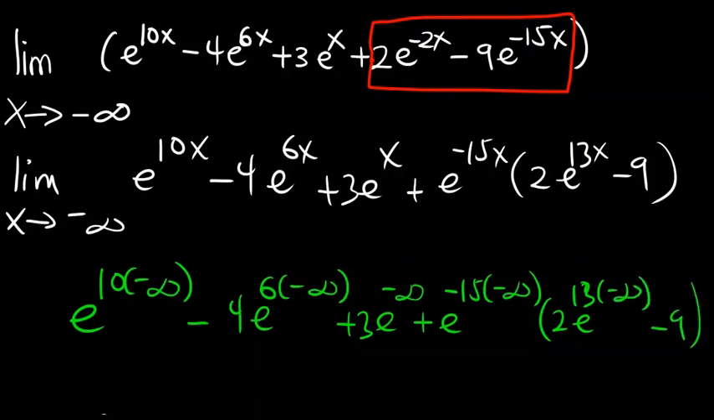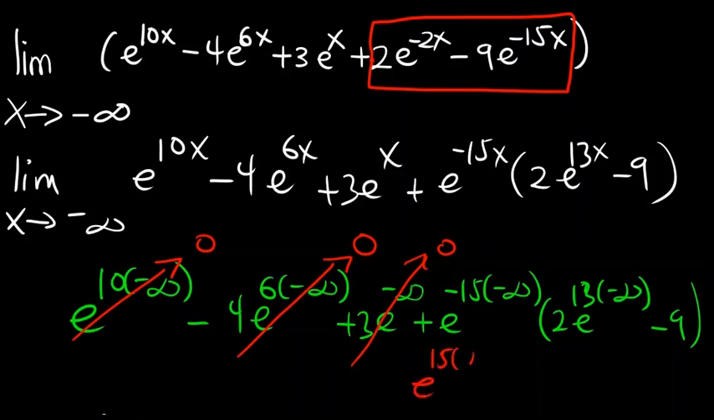Okay, so now let's simplify this and see what you are going to get. This value here will be equal to 0. This will also be equal to 0. This will also be equal to 0. And then for the fourth one, we are going to have e to the power 15 multiplying infinity. And then this will be equal to 0, so times minus 9. This is what you are going to have.